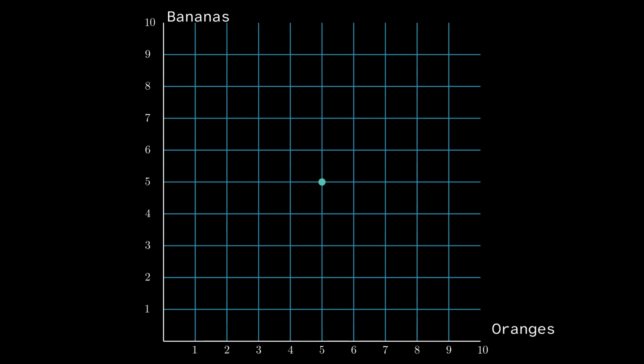A useful tool for understanding this decision is known as the indifference curve. This is a curve which represents all the options that would give you the same level of happiness. That is, you're indifferent between all of the options on this curve. Personally, I prefer oranges, so my curve might look something like this. I would be just as happy to get 5 oranges and 5 bananas, or 6 oranges and 3.5 bananas.